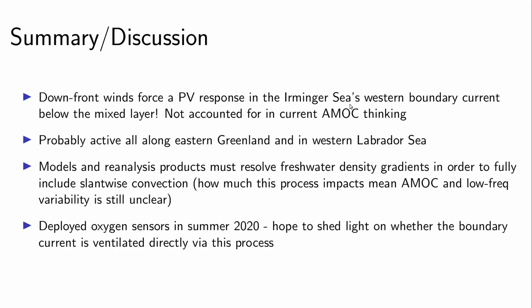Okay, so just to summarize, these downfront winds are forcing a PV response in the Irminger Sea's western boundary current. This is well below the mixed layer, and it's not accounted for in our current thinking of how the lower limb of the AMOC is formed. And it's probably active all along eastern Greenland and also in the western Labrador Sea, just thinking about the direction of the winds and how they're aligned with fronts. Models and reanalysis products don't resolve these freshwater density gradients, so they probably don't include this process. I'll just add the caveat that it's not totally clear how much this process impacts mean AMOC and low frequency variability.